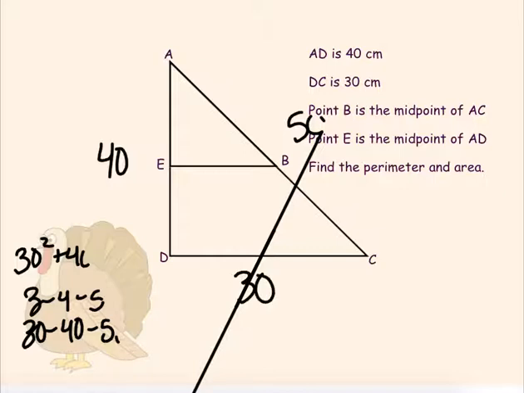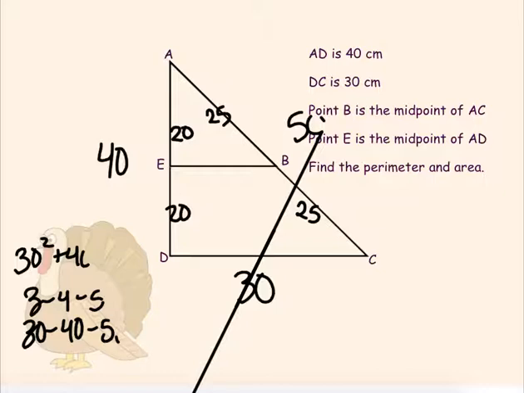It also tells us that point B is the midpoint of AC, which means if it's the midpoint, it splits it in half perfectly. So we get 25 on this side, 25 on this side. And point E is the midpoint of AD, which means I split 40 to be 20 and 20.